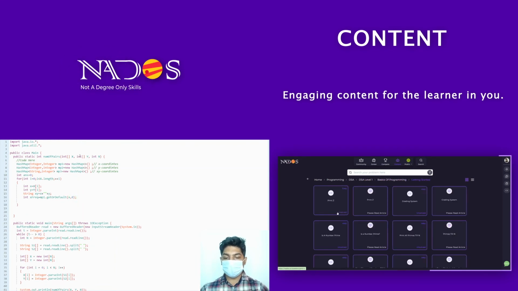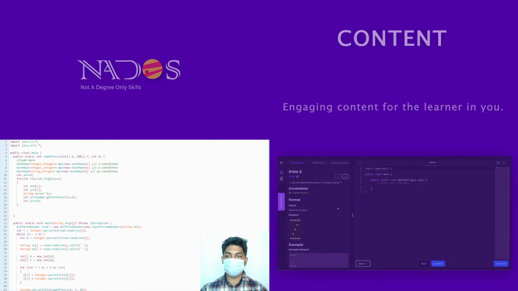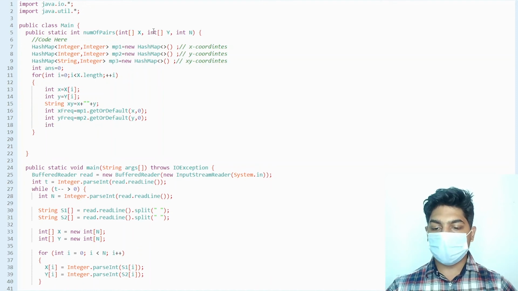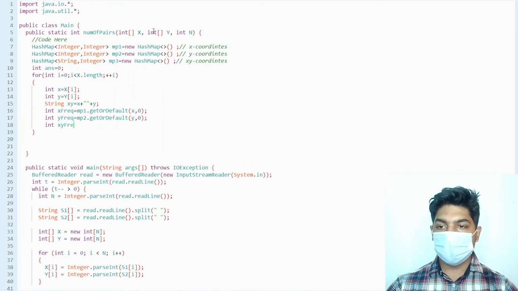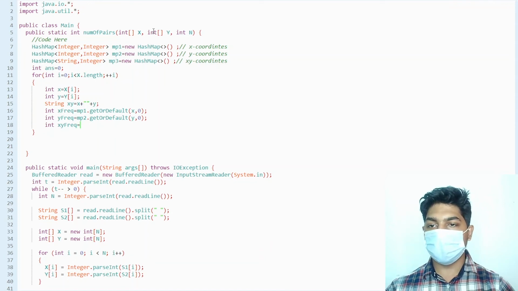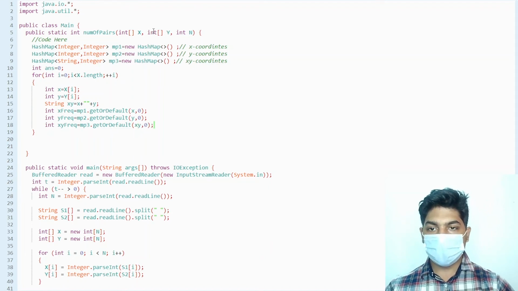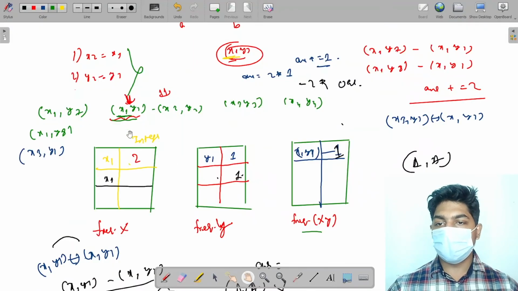Okay, similarly let's get variable y frequency. Y frequency will be map2 dot get or default y comma 0. Similarly we want this xy frequency. Xy frequency will be map3 dot get or default, what is the string? It is xy. So xy comma 0.